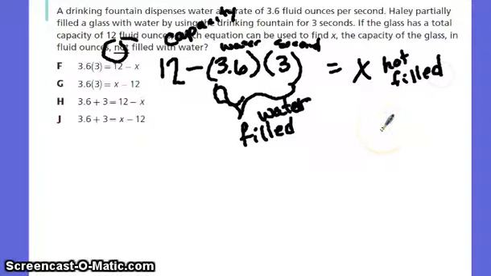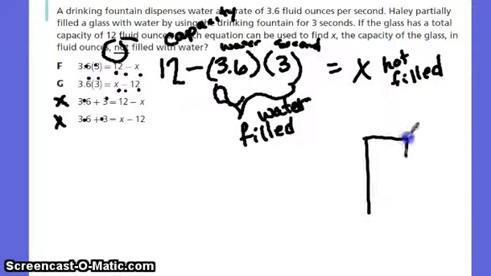Okay, so I'm looking for some sort of adaptation of that. This multiplies 3.6 times 3. This multiplies 3.6 times 3. These two add, so I know H and J are going to be out. Now, is it going to be 12 minus what's not filled, or what's not filled minus the 12, which is supposed to be the capacity? You can't take what's not filled.